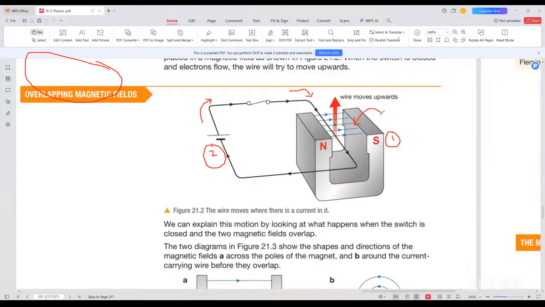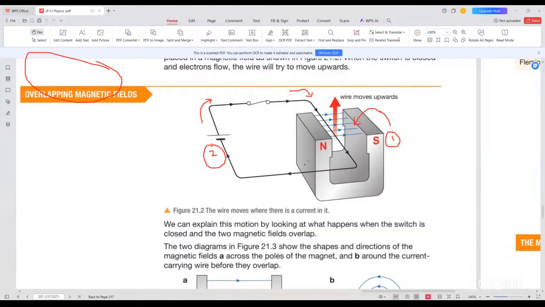It is generated by this permanent magnet here. But here you can see there's a wire being placed in the magnetic field, right? And the most important thing is that there's a current going through the wire.